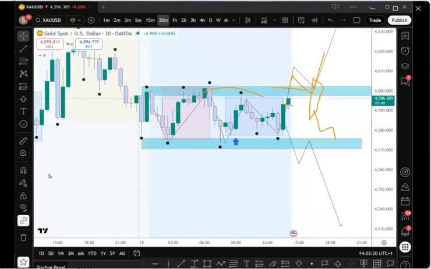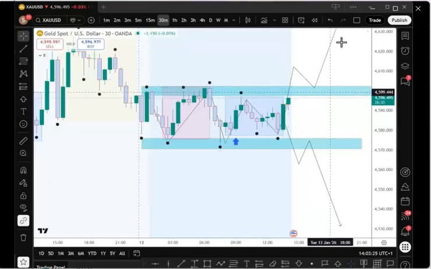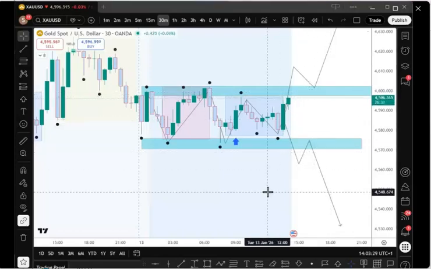So that is gold. Essentially, we're waiting for a break of this structure and then a continuation upwards, if it's going to do that today.